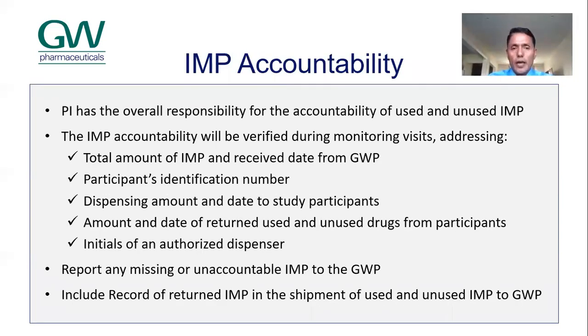The principal investigator has overall responsibility for the investigational product during the entire study period. The investigational product accountability will be verified during the monitoring visit, addressing the amount of investigational product received from the sponsor, participants' identification number, dispensing amount and date to study participants, amount and date of return of used and unused drug from participants, and initials of the authorized dispenser.